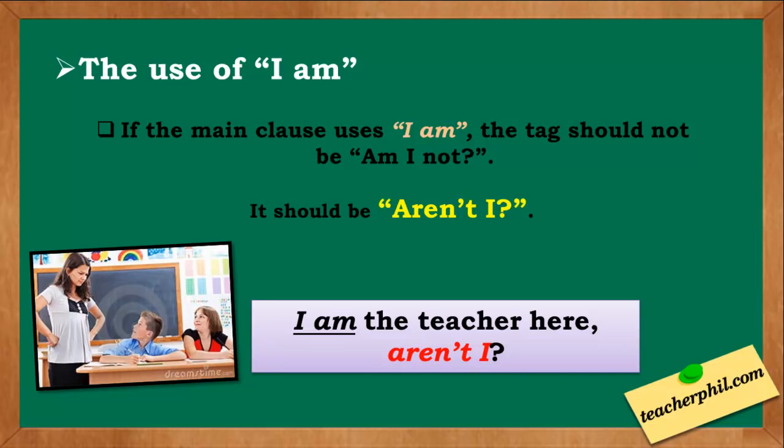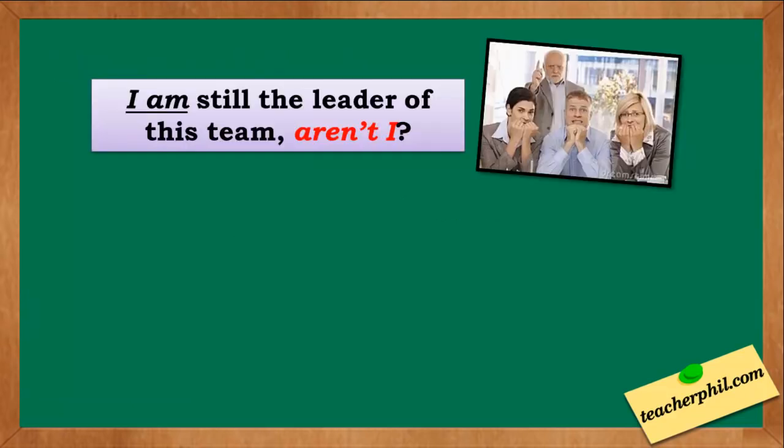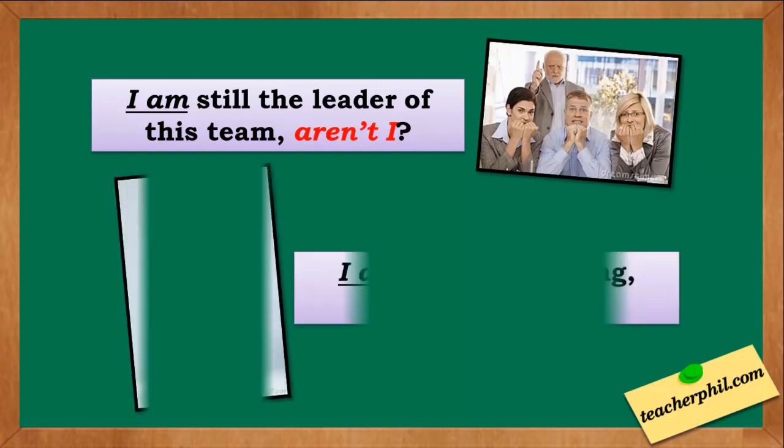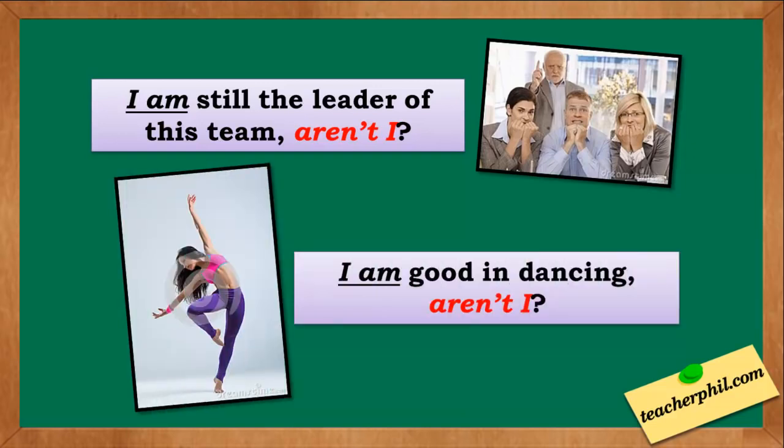Example, I am the teacher here, aren't I? We can't say, I am the teacher here, am I not? That would be wrong. The second example, I am still the leader of this team, aren't I? The last one, I am good in dancing, aren't I?